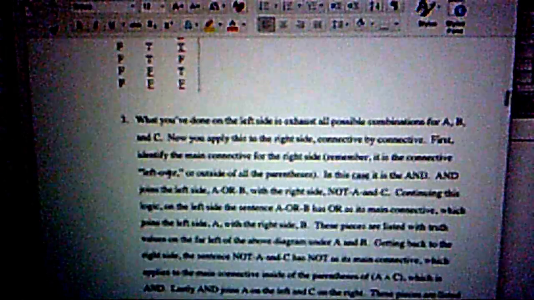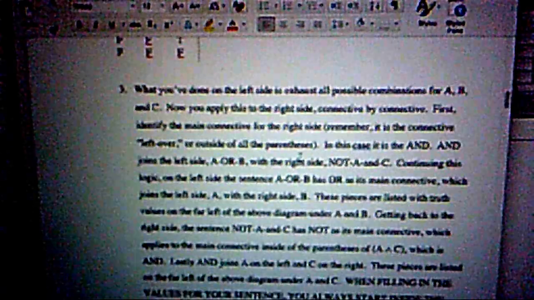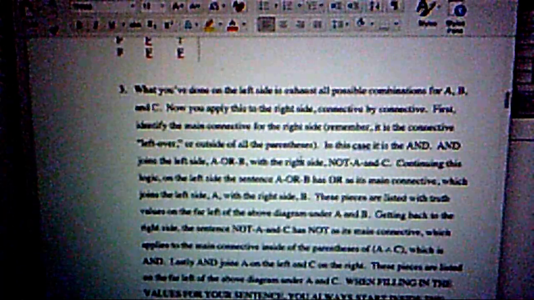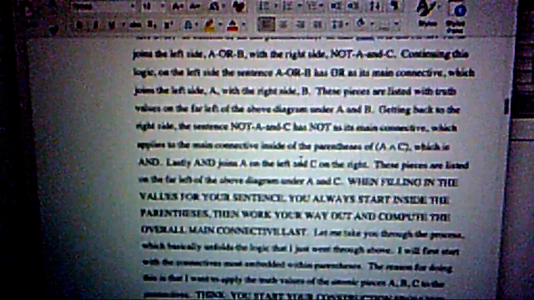Let's move on. The next part of this algorithm, recipe, is the hard part. How do you apply all this stuff to the actual sentence you got? This is where the art comes in. The basic idea is you start with your most embedded connectives, and then you work your way out to the overall main connective. You can think of this as sort of like a chain of command.